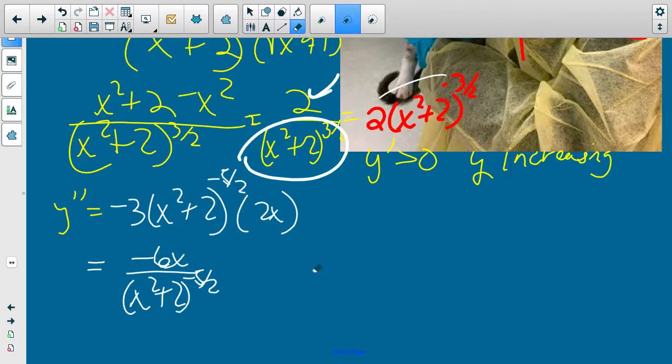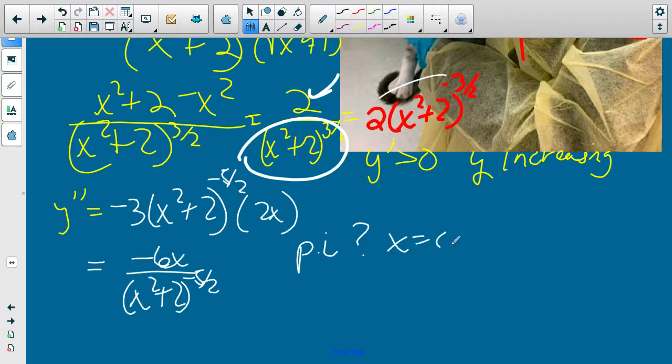I guess what I would do, I didn't write PIP on my AP exam, but my point of inflection might be x equals 0. Don't call it anything though. In fact, if you don't see a sign change, go and cross that out. Just put an X through it, if it's not a point of inflection.